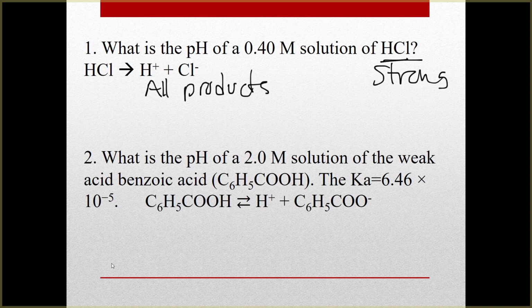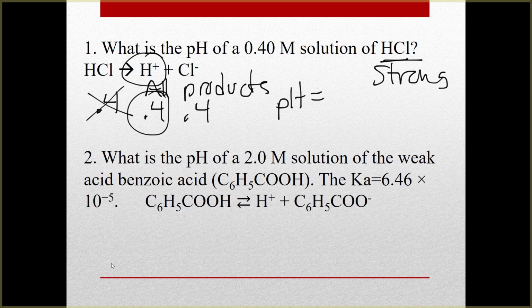And what do I know? I know that at the start, I'll have 0.4 of my acid, but when it dissociates, I won't have any of this at all. So how much of the hydrogen ion and the chloride ion am I going to have? Well, it's going to be 0.4. What is important is this hydrogen concentration, because from that I can find the pH. So again, if it's a strong acid, if they give you the concentration of the acid, that is also the concentration of your hydrogen ion.